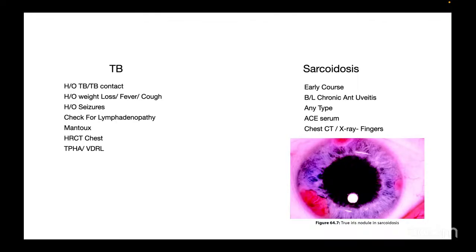Any patient with granulomatous uveitis, whether or not there are any signs and symptoms, if there is definitely a granulomatous anterior uveitis, please do a TPHA and VDRL, because syphilis can present as anterior uveitis or posterior uveitis. Ruling out syphilis is very important in granulomatous uveitis patients.